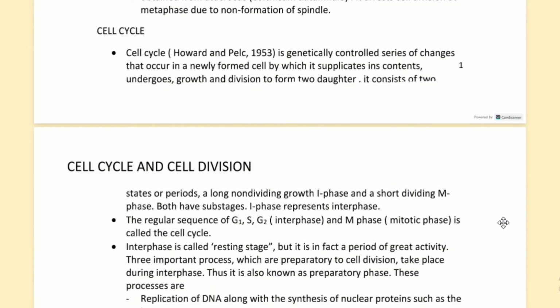Let's look at the cell cycle. The cell cycle is a genetically controlled series of changes that occurs in a newly formed cell by which it duplicates its content, undergoes growth and division to form two daughter cells. It consists of two phases or periods: a long non-dividing growth phase, which is the I phase or interphase, and a short dividing M phase.